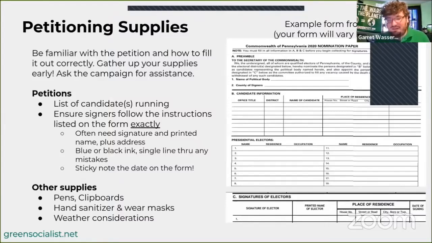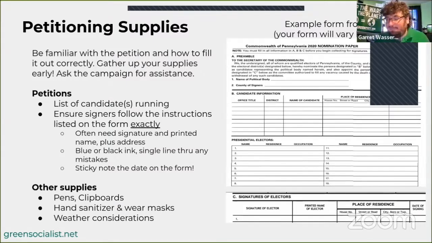Because COVID is still a thing, you'll want to wear your face mask and you'll want to have some hand sanitizer with you. And offering people who are signing, hey, you want some hand sanitizer, is usually a good way to go. People generally appreciate that. You can even tell them to keep the pen if you have a bunch of cheap pens, whichever way you want to handle it. And then also consider the weather.